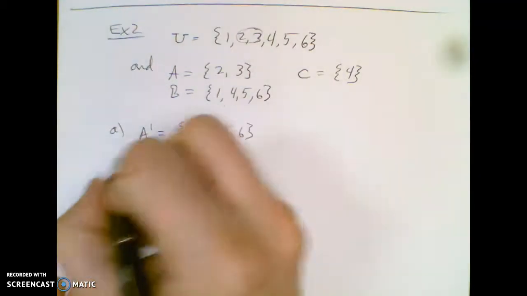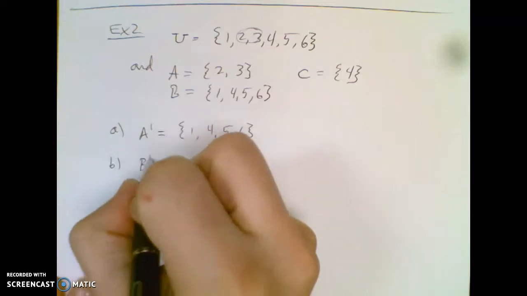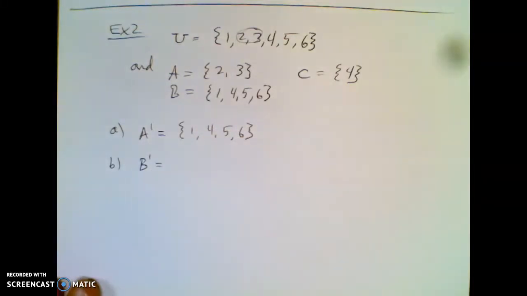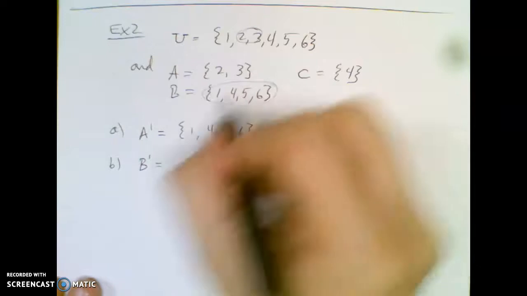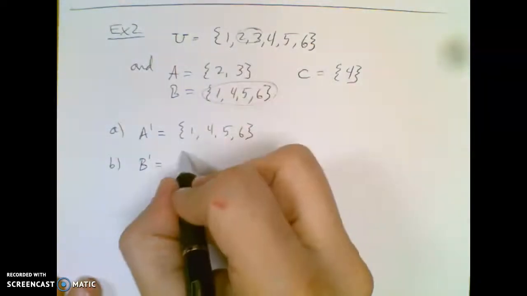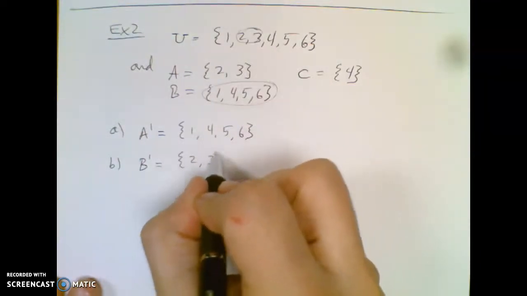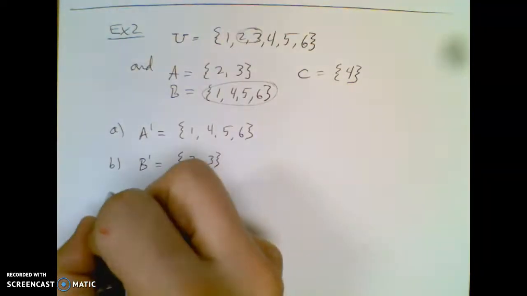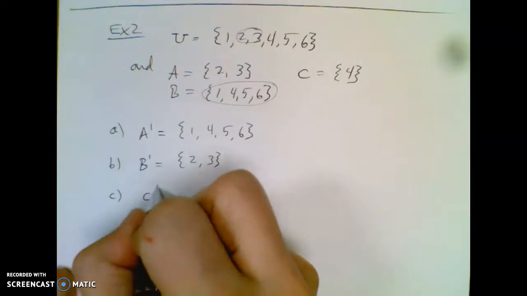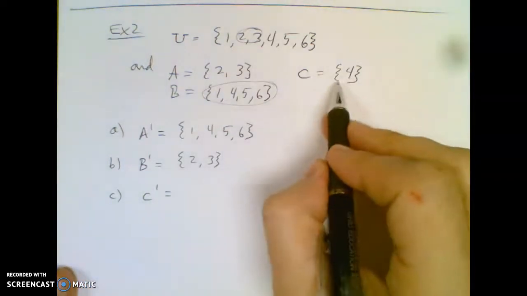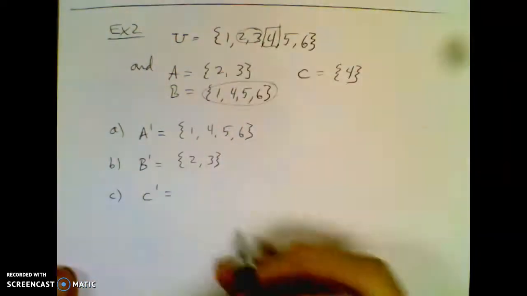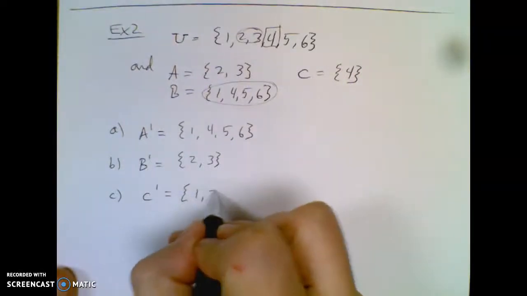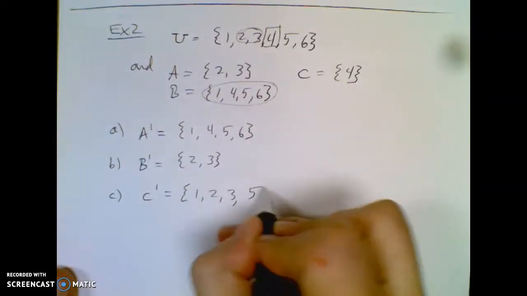My second question would be, what is B not? B not is everything that's not B. B is 1, 4, 5, 6, so everything that's not B is 2, 3. Then let's do what is C not. If C is just 4, everything that's not 4 is 1, 2, 3, 5, 6.